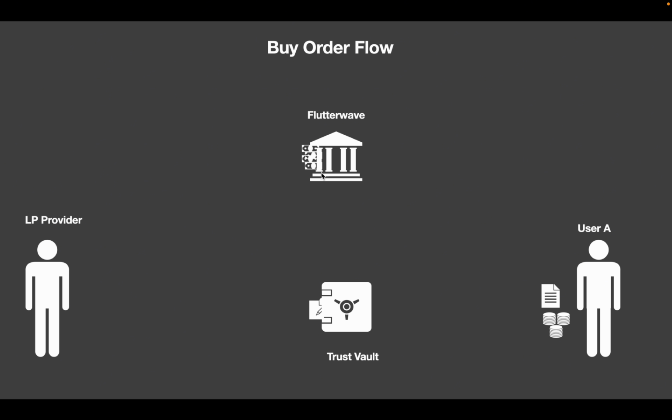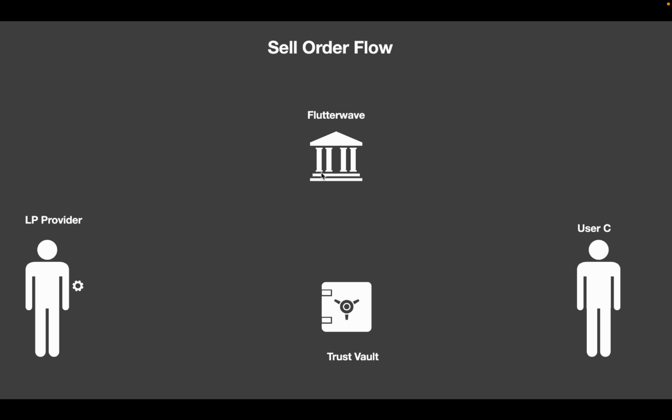Now, another user that wants to sell his token can then come and make a reservation with the amount of token that he's selling. The tokens are temporarily held in the escrow, and then the payment detail is sent to Flutterwave to process this payment. If the payment is successful, our bot picks up this transaction and then calls the program to release the token to the liquidity pool provider. This way, the liquidity pool provider ends up with the token and the user ends up with the fiat.